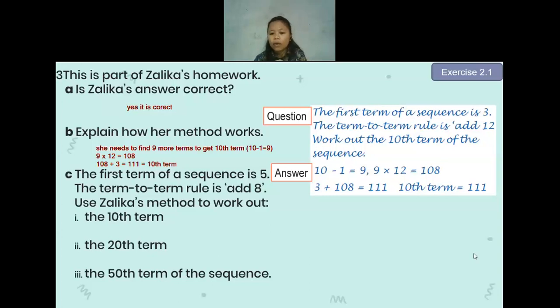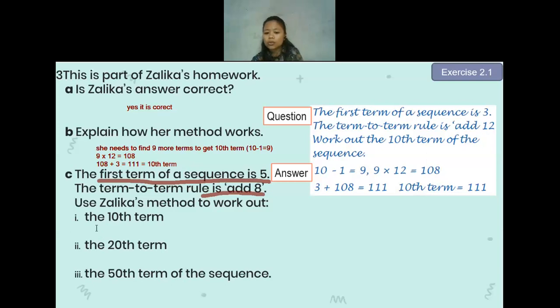Okay. Now, if no one has a question, let us continue to question C1. The first term of the sequence is 5. The term-to-term rule is add 8. We need to find the 10th term. So what do we have to do first? In this case, what do we have to do? It's okay if you write it in different words, as long as the meaning is the same. It doesn't mean that my handwriting is the only answer. If you have a different answer but it is similar to mine, it is still okay.